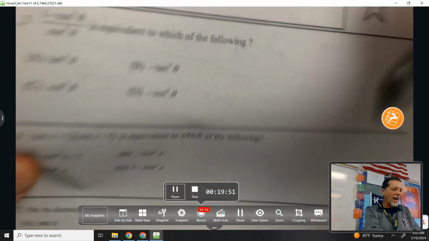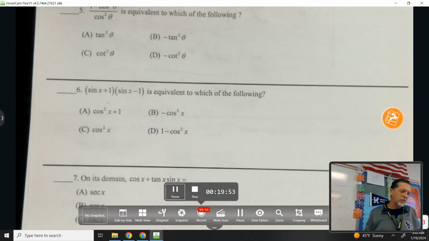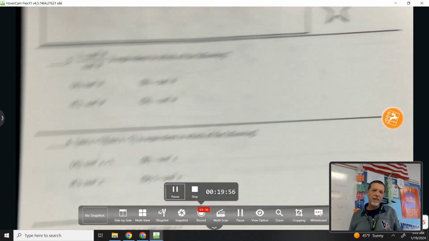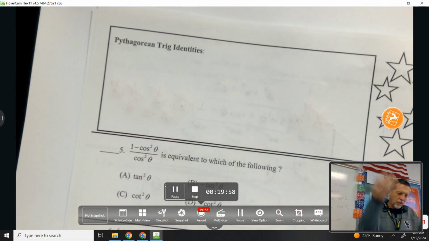Okay, the last few are pretty simple because you're just using the Pythagorean identities. The blank at the top is the 3 we just did.